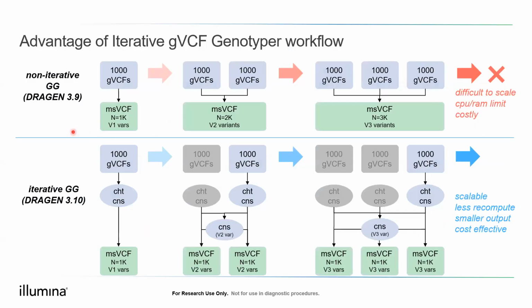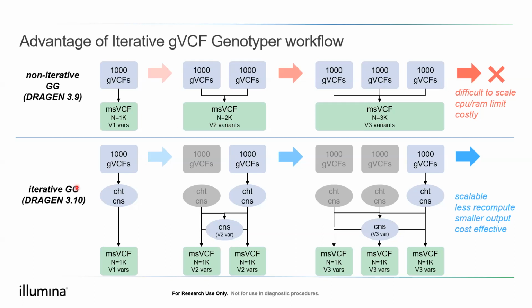Here is a comparison of the non-iterative gVCF genotyper versus the iterative genotyper. If you use versions of the gVCF genotyper prior to 3.10, you have 1,000 gVCFs. You bring in another set of 1,000 gVCFs, and you have to reanalyze both of them. If you bring in another batch, as this cohort grows, this is difficult to scale. You will start to hit limitations with CPUs, memory, time, cost. All of those factors come into play, and it is just not scalable at all.